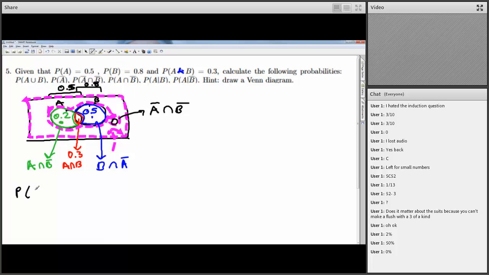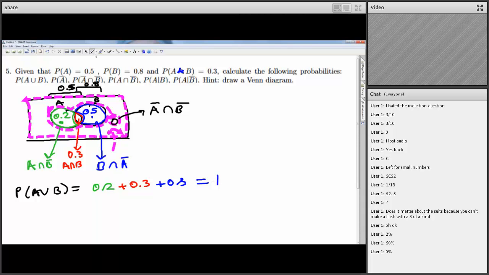So the probability of A or B, looking at our picture, is: I've got the 0.2 from the first Pac-Man, plus 0.3 overlap, plus my 0.5 from the other Pac-Man, and if you add that up, you get a total of 1 or 100%. So that's one way of doing it.